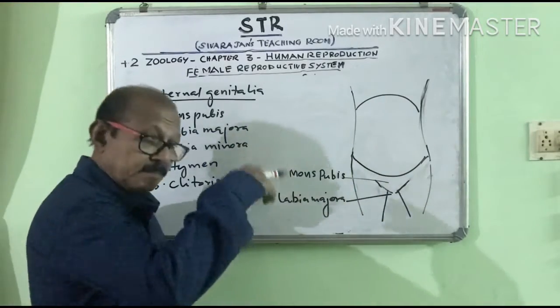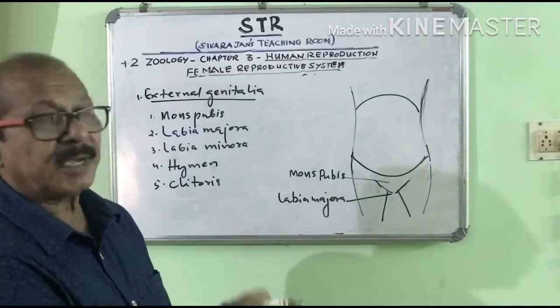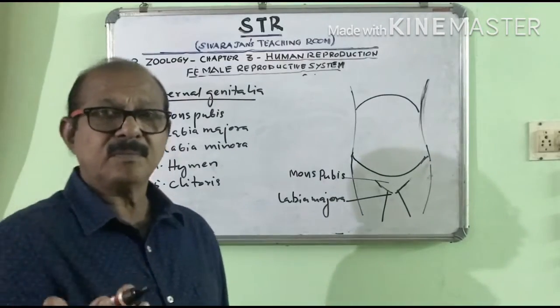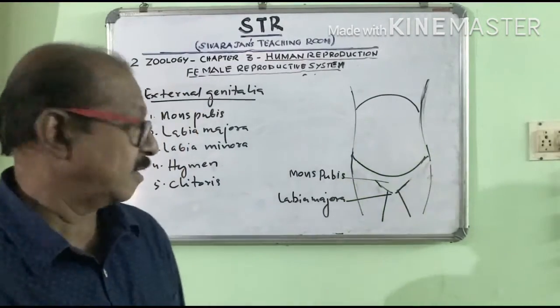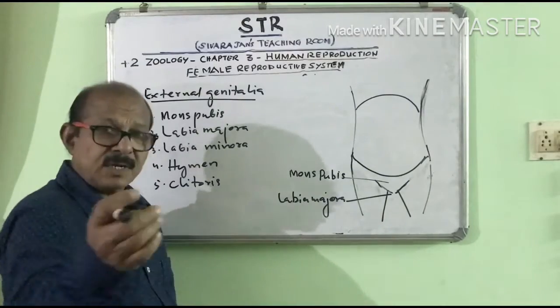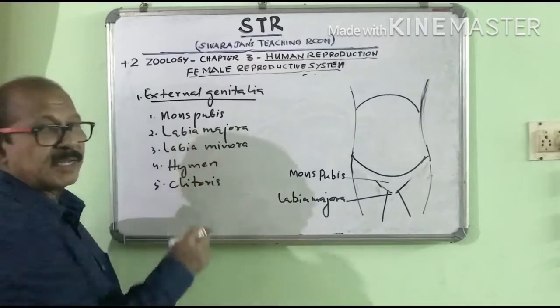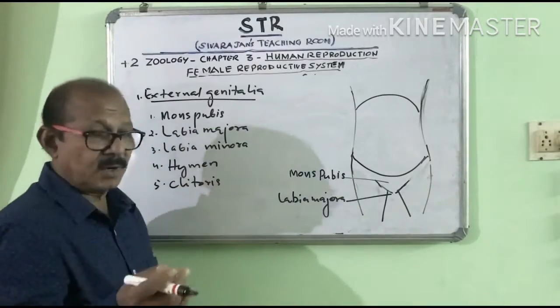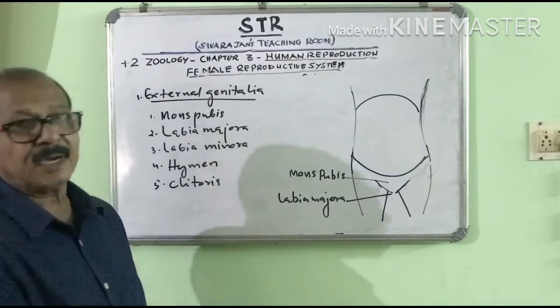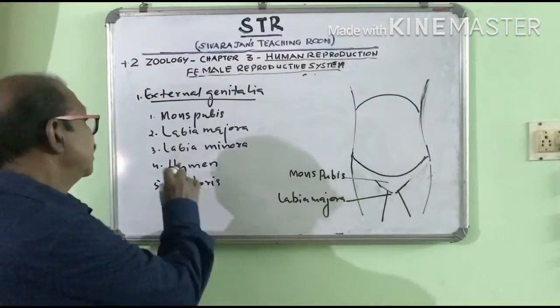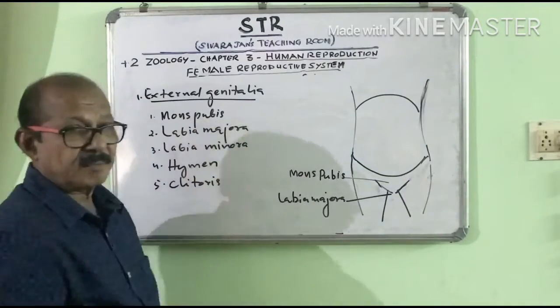And below the labia majora, there is one more fold of skin which is small in size. It is the labia minora. Labia means lips, minora means small. So below the labia majora, we can see the labia minora.